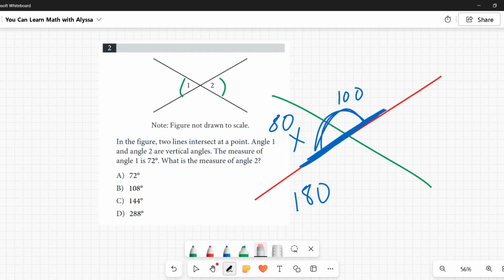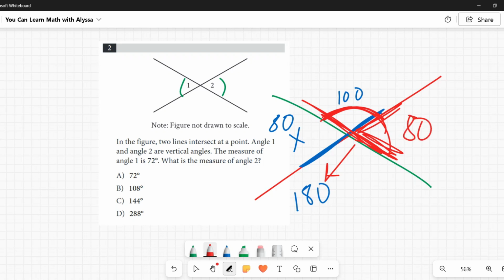80. But then if you look over at this other angle on this side, this one right here, it also is making a straight line with that 100. So it is also adding up with 100 to get 180 degrees. So what is it? It must also be 80 degrees. That's the reason why this works.